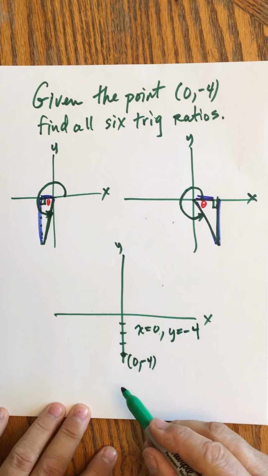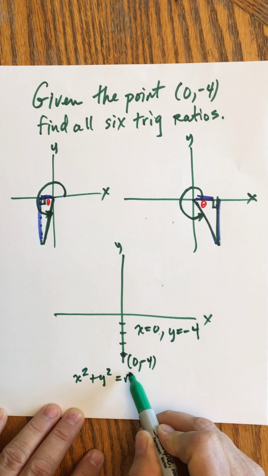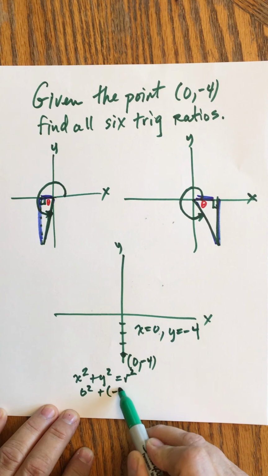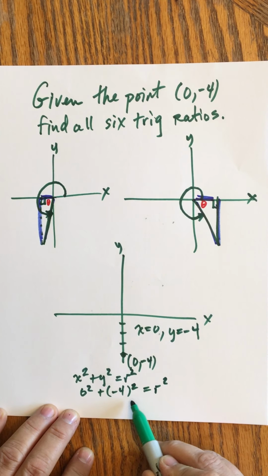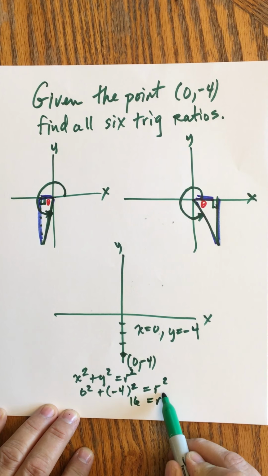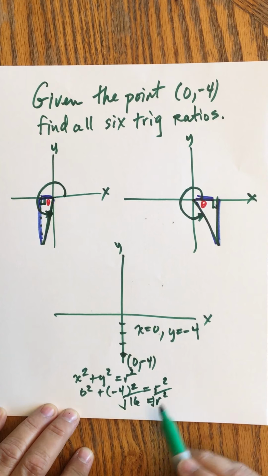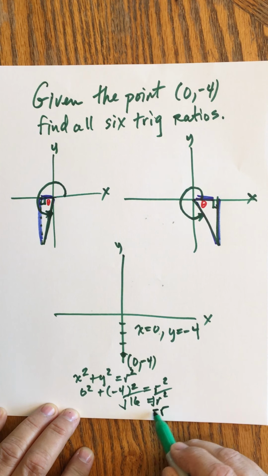Well, you could use the formula and say x squared plus y squared equals r squared, right? So you'd have 0 squared plus -4 squared is r squared. So -4 squared is 16, which is r squared. But take the square root here. Now you could put r in absolute value, but remember the radius is always positive. So here you'd have r is 4.